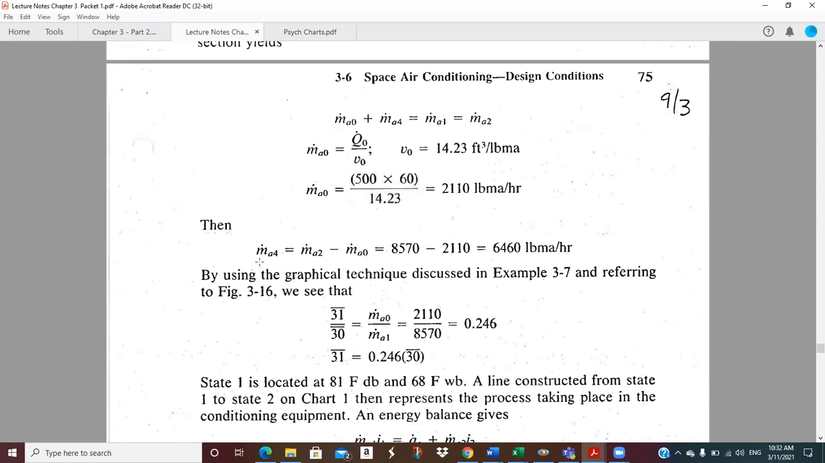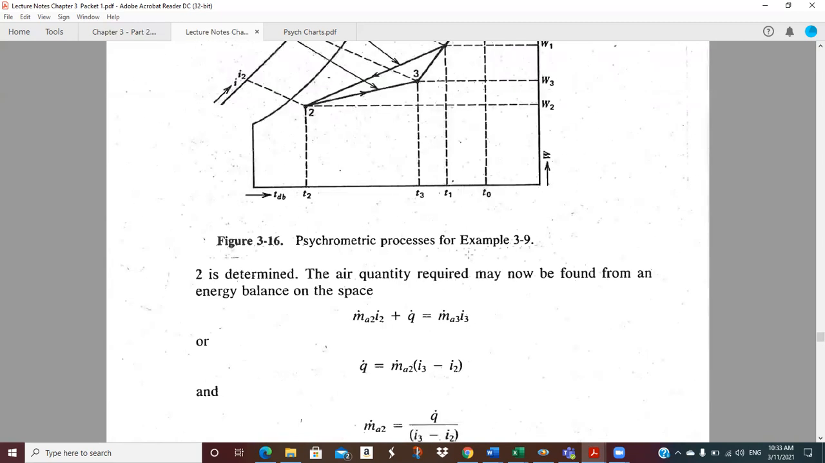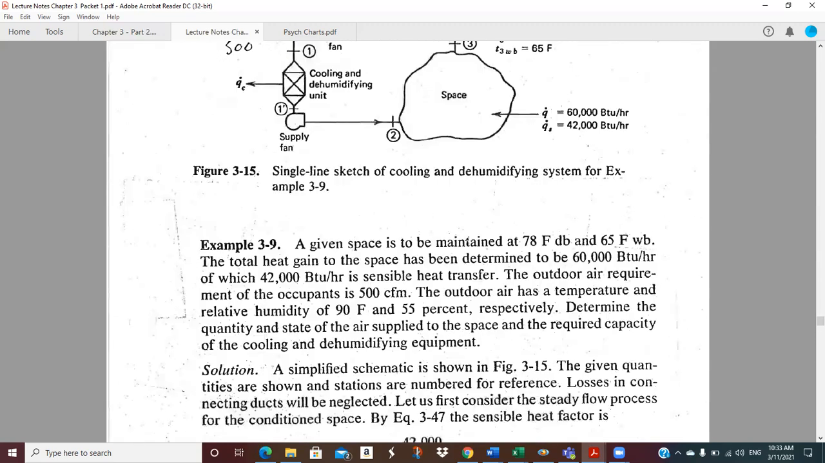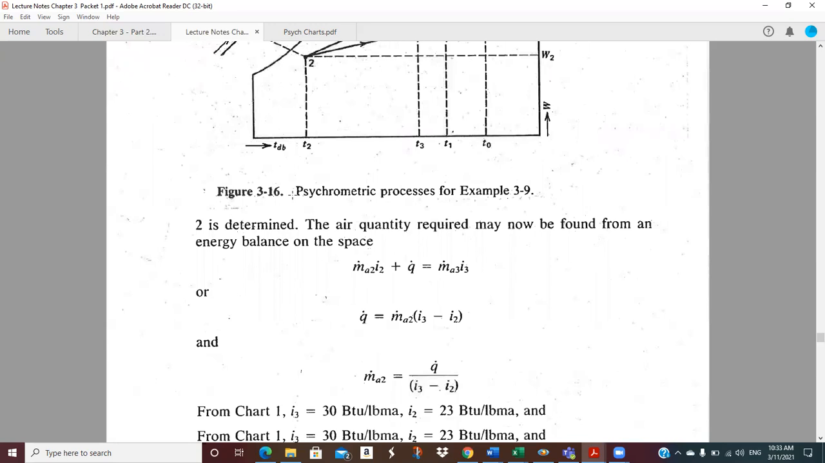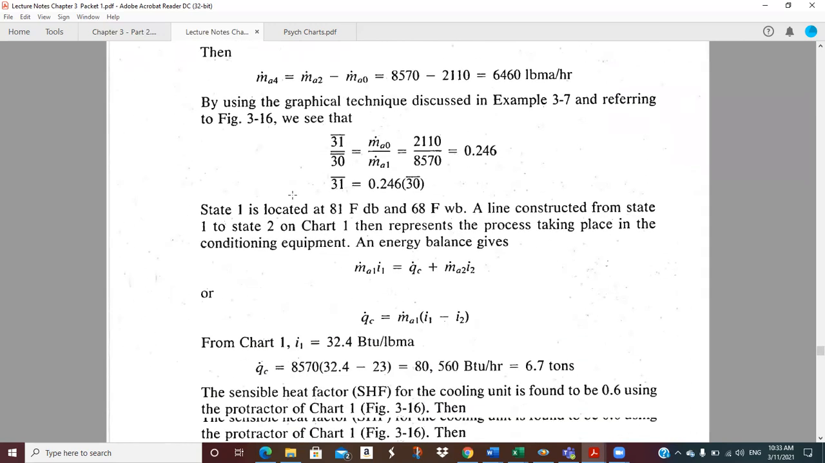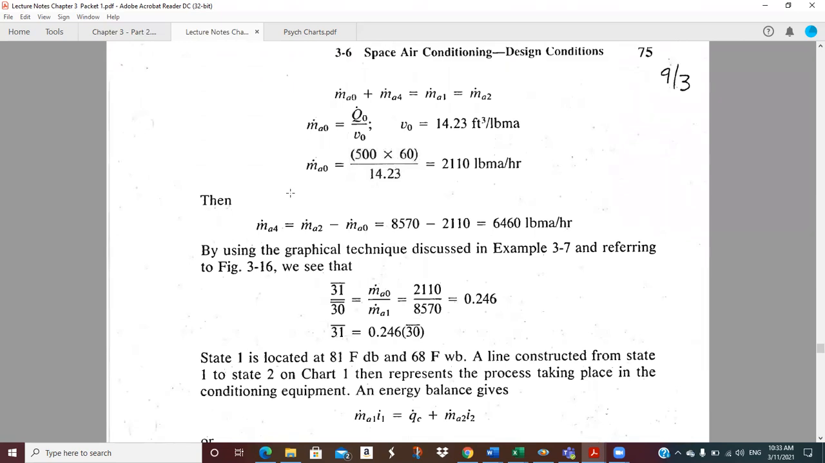And so m dot 4 is equal to m dot 2 minus m dot 0. This is the return air portion, because this is the total into the space. This is the mass flow rate of the ventilation air. So the difference has to be return air. So we got 2110 outside and 6460 coming in. So right here, we got 6460, we got 2110, and we get 8570 is the total, okay?